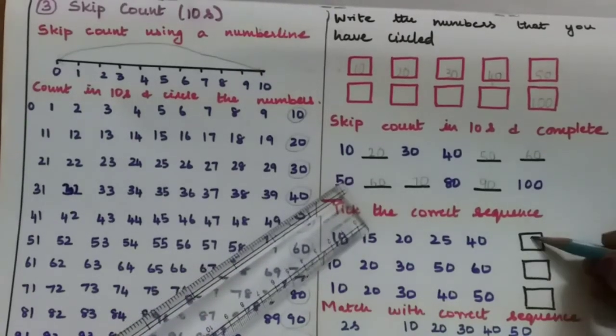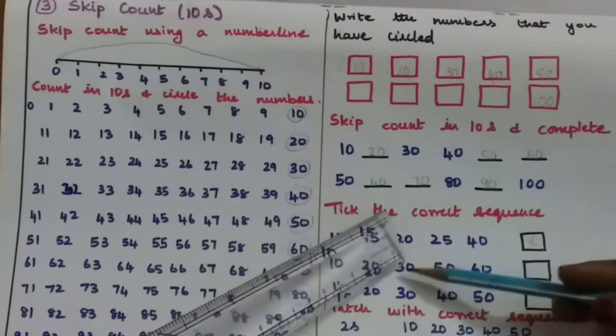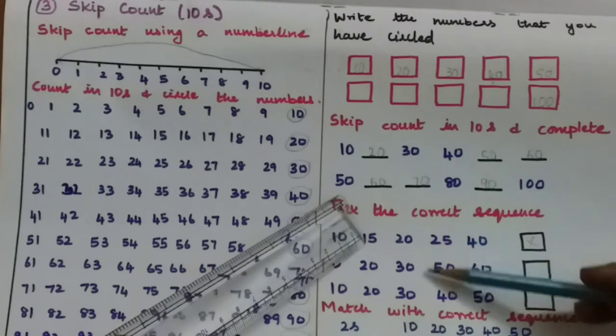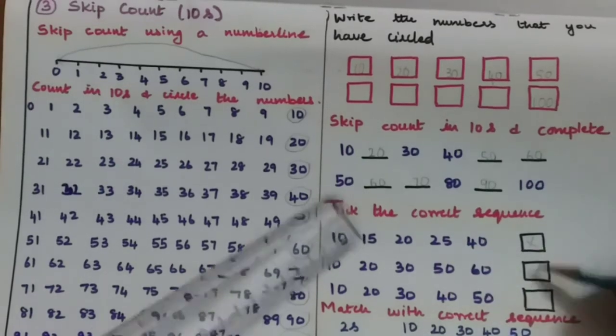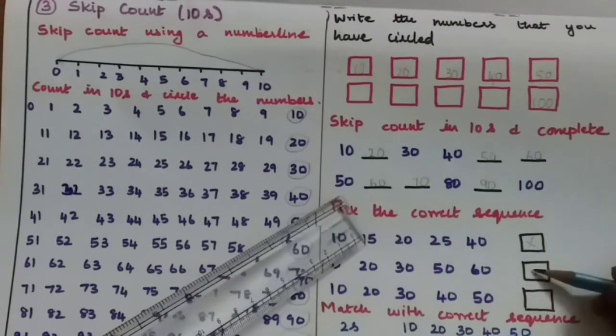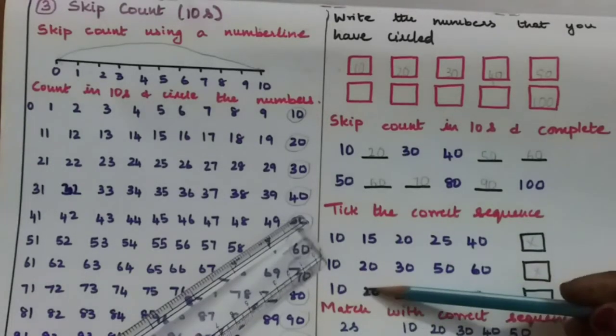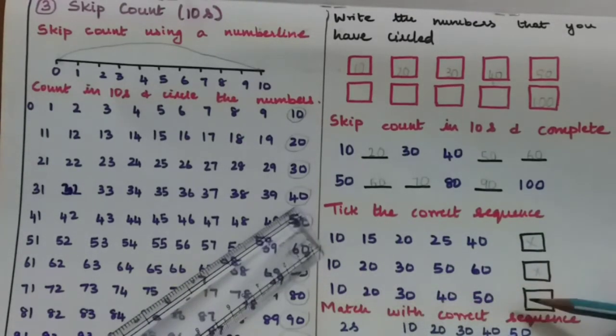So if you see the first sequence, there are numbers ending in 5. So it is not the correct sequence. If you look at the next sequence, it is 10, 20 and 40 is missing in between. So that is also a wrong sequence. So the last sequence is going to be the correct one.